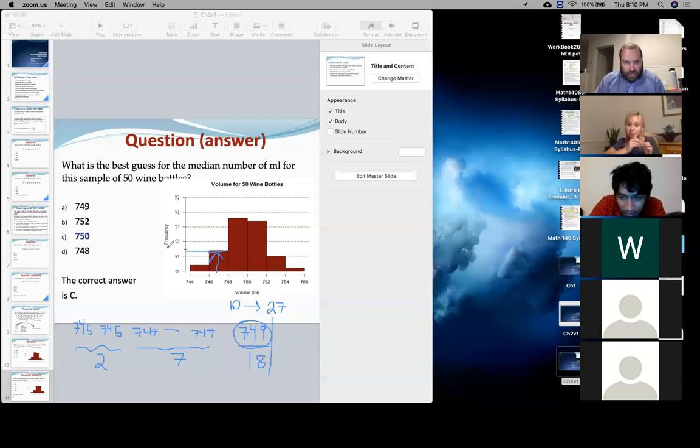Where did the 10 to 27 come from? The first and the second data points are 745. The third, fourth, fifth, sixth, seventh, eighth, and ninth data points, these 7 data points, because it's a height of 7, are all 747. And then the 10th data point to the 27th data point, those 18, which is the height of the third column, those are going to be the next number, which is 749. Does that make sense, Sydney?